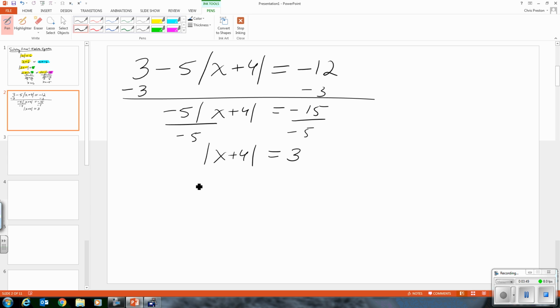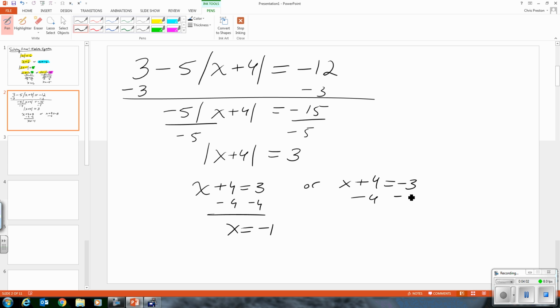Then set up our two problems: x plus 4 could be equal to 3, or x plus 4 could equal negative 3. And then subtract 4. So x could equal negative 1. Subtract 4. x could equal negative 7.